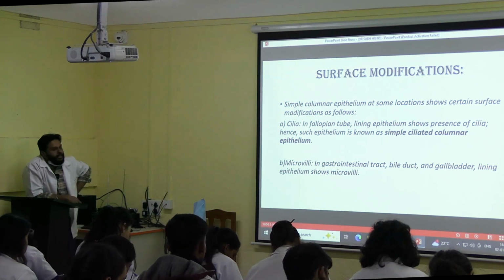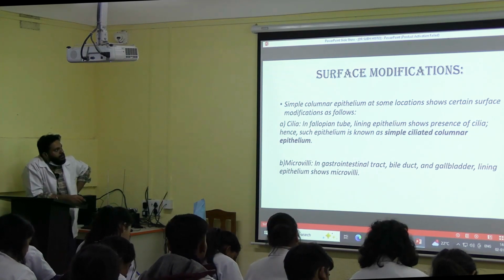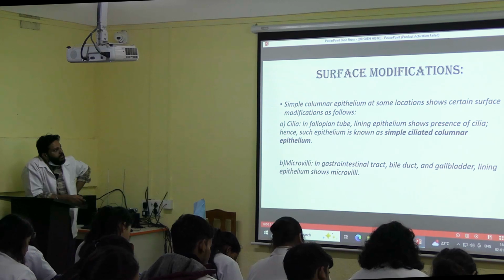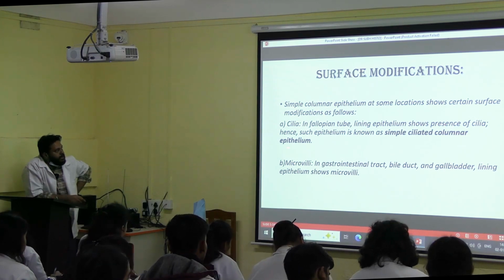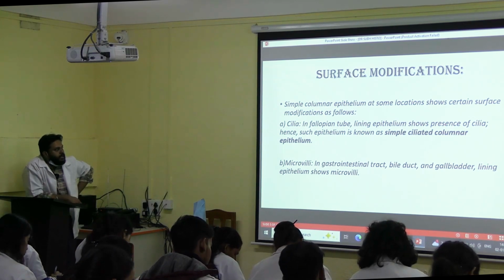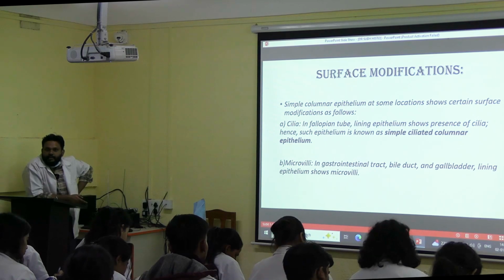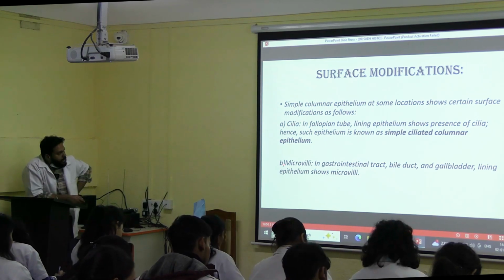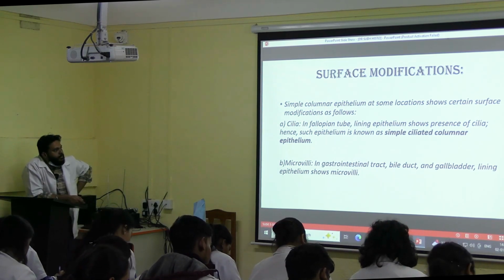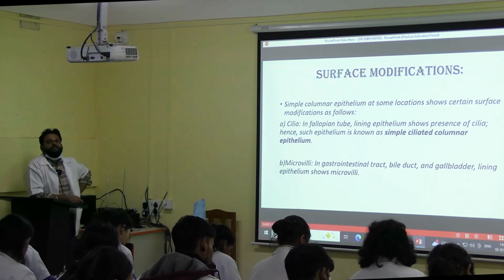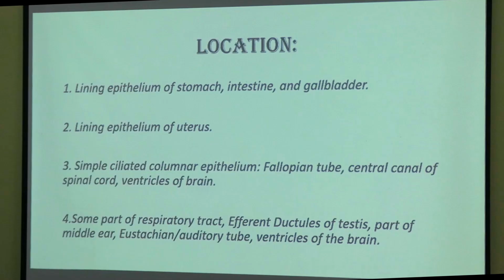Simple columnar epithelium at some locations shows certain surface modification as follows. What are those? Cilia. कहाँ पर है? In fallopian tube. Lining epithelium shows presence of cilia, hence such epithelium is known as simple ciliated columnar epithelium. Right? And microvilli in GI tract, bile duct and gallbladder, lining epithelium shows microvilli. Copy it. Location.